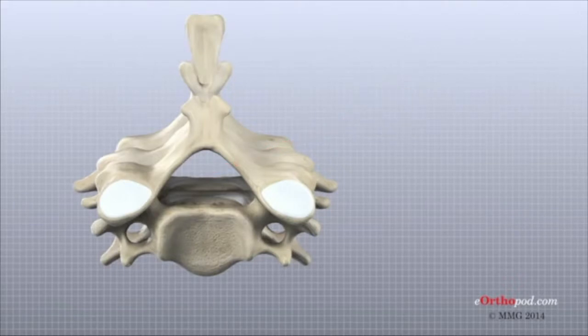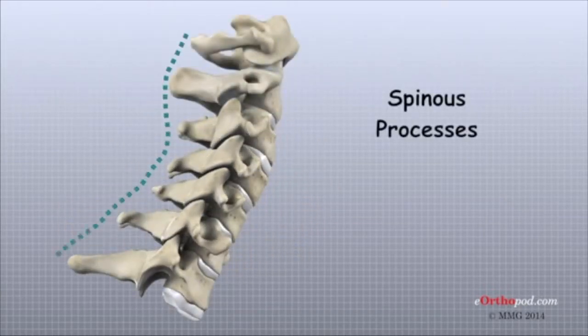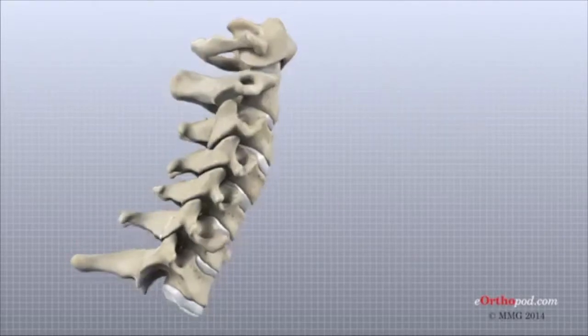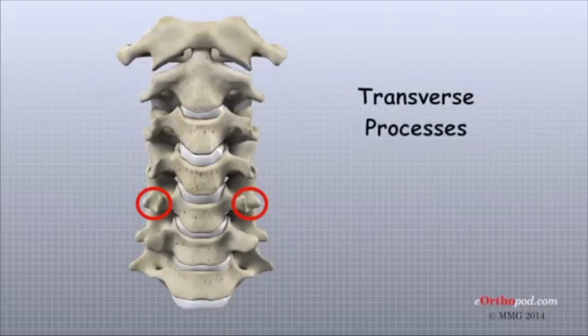A bony knob projects posteriorly at the same point where the two lamina bones join together at the back of the spine. These projections, called spinous processes, can be felt as you rub your fingers up and down the back of your spine. Each vertebra in the spine has two bony knobs that point out to the side, one on the left and one on the right. These bony projections are called transverse processes.